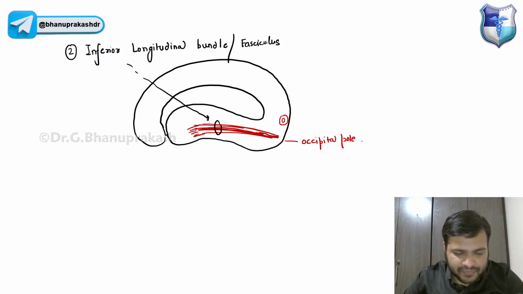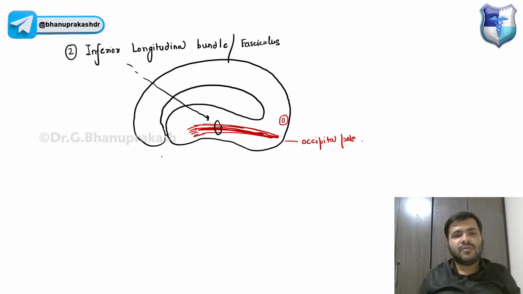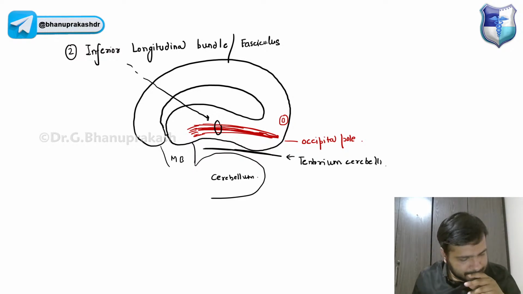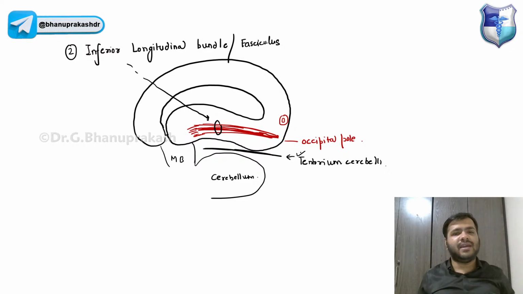So remember, it is running horizontally close to the tentorial surface. Obviously आप लोग को पता है बेटा, अगर sagittal section लेते हो तो ये mid brain हो गया, right? और यहाँ पे हमारा cerebellum. और cerebellum के ऊपर एक fold of dura mater होता है, that is called the tentorium cerebelli. These fibers are running just above the tentorium cerebelli, which separates the cerebrum from the cerebellum, right? That is something you have to remember.